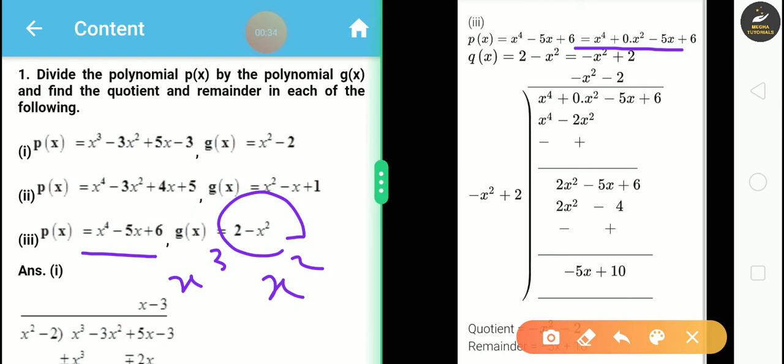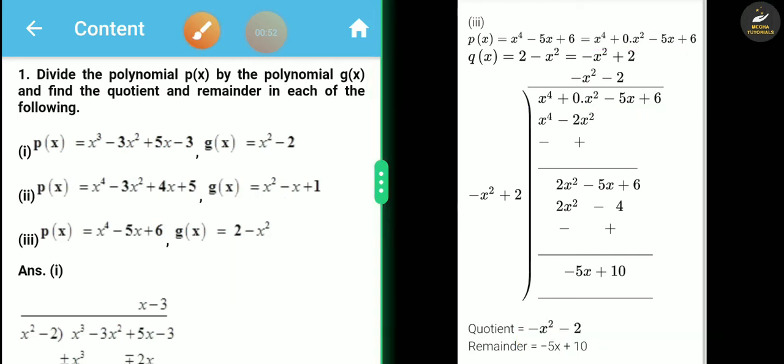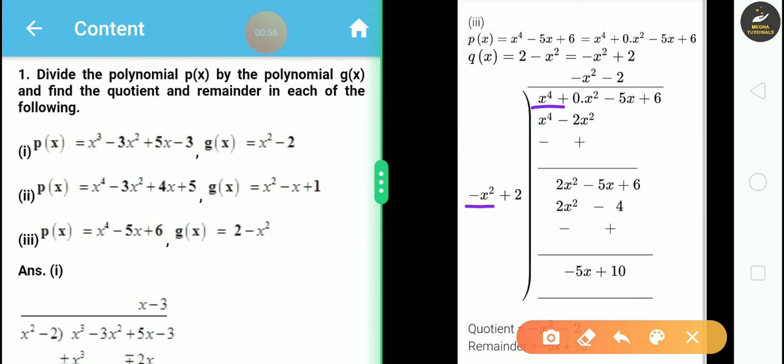Okay. Now in this case 0x cube is missing, they have not written it. Why they have not written it, that I will explain to you later. Okay. So we will start with the dividend x raised to 4 plus 0x square minus 5x plus 6 and divisor is minus x square plus 2. So let's start. First term upon first term, x raised to 4 upon minus x square, you will get minus x square. So here comes minus x square. Then multiply minus x square by minus x square plus 2. So after multiplication you got x raised to 4 minus 2x square.